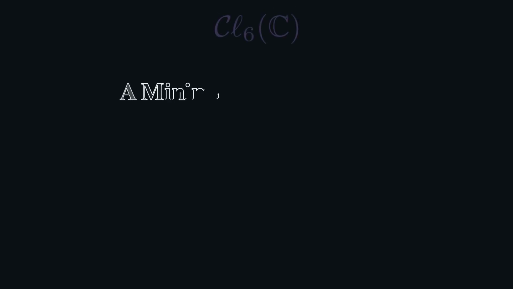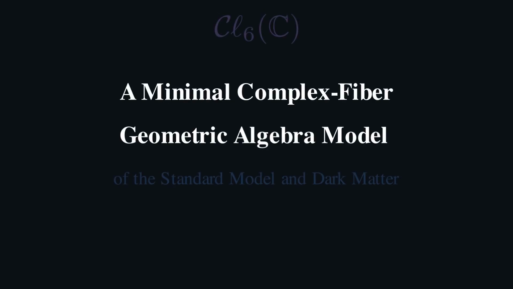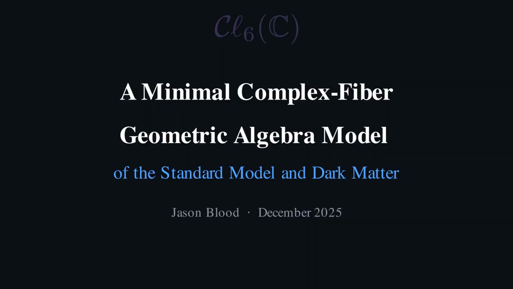Today we're going to walk through a construction that derives the standard model gauge groups, three fermion generations, a geometric Higgs sector, and a decoupled dark matter candidate, all from a single algebraic object living in the complex Clifford algebra CL6 of C.